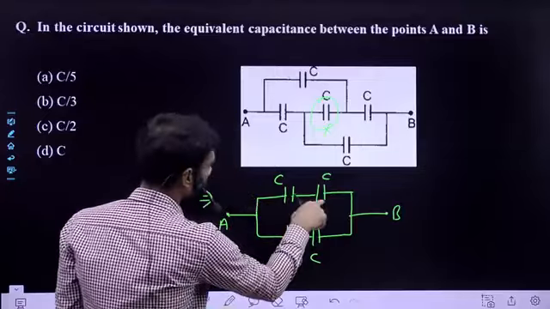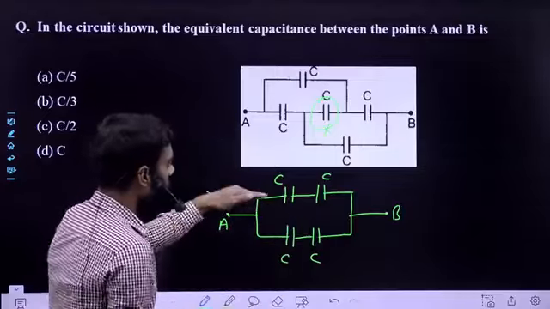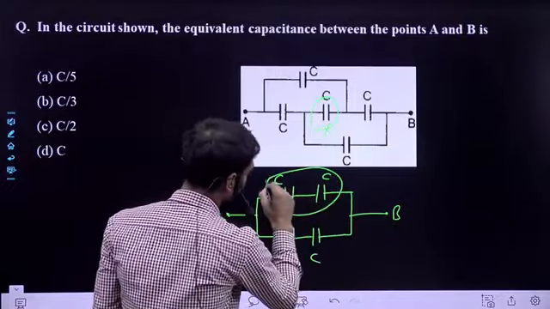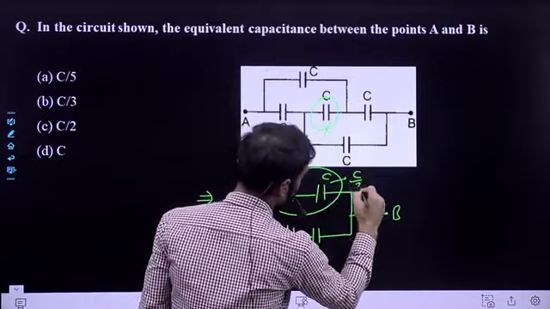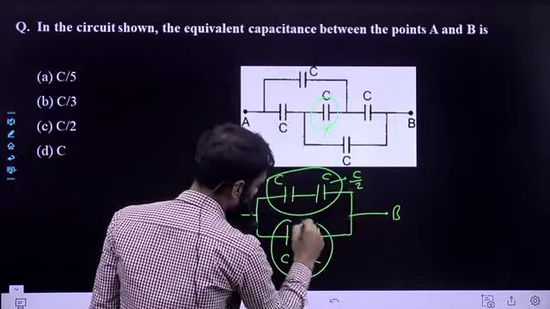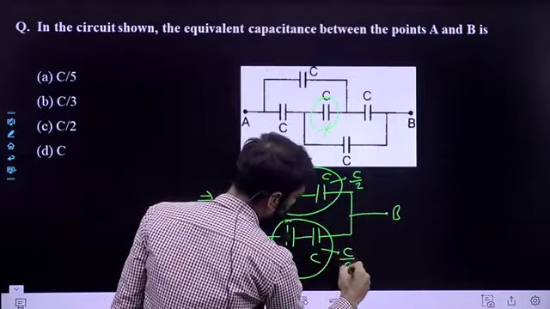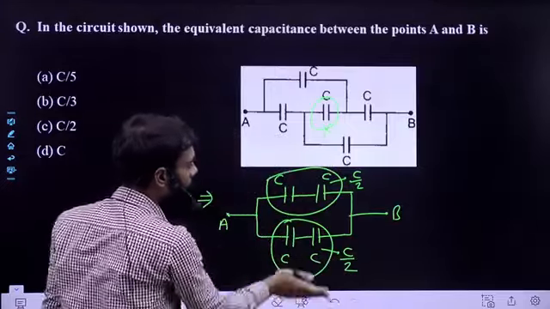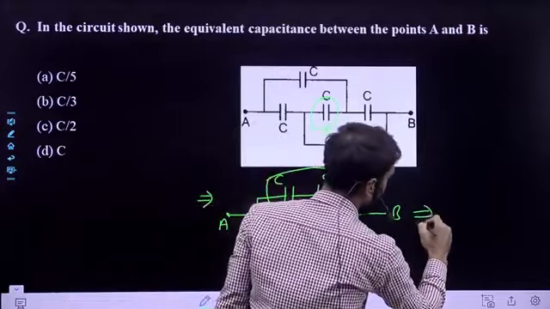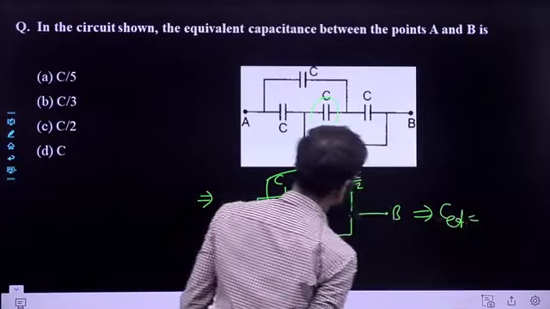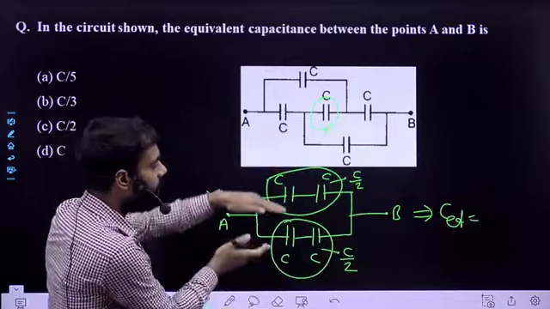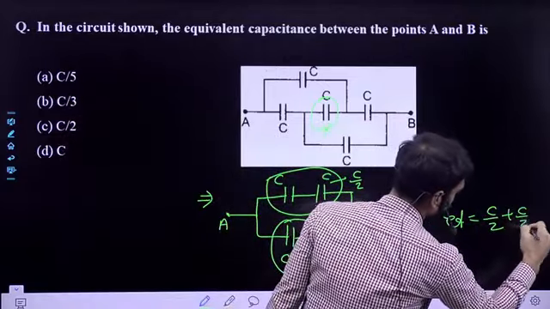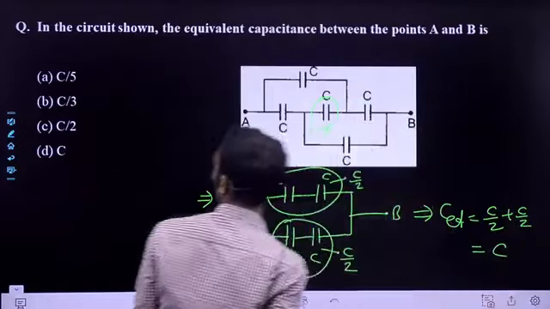Now you can simply see, these two are in series and these two are in series. So this total will become C upon 2, and this total will become C upon 2, and this C upon 2, this C upon 2 are in parallel. So now the C equivalent will become, as you know, when the capacitors are in parallel they are added together. So C upon 2 plus C upon 2 is equal to C. So the answer is D.